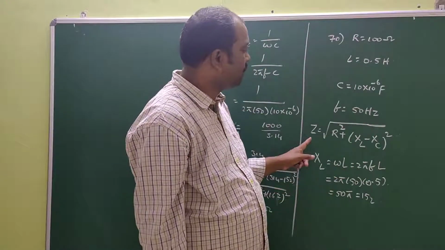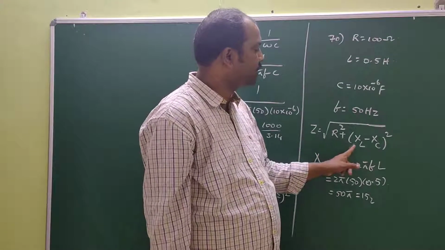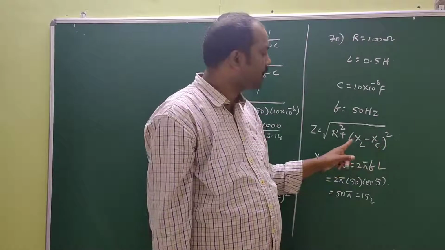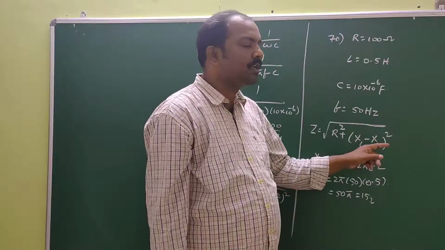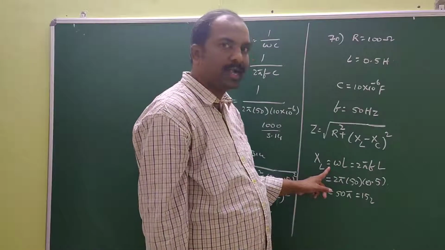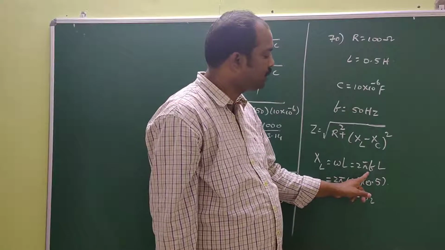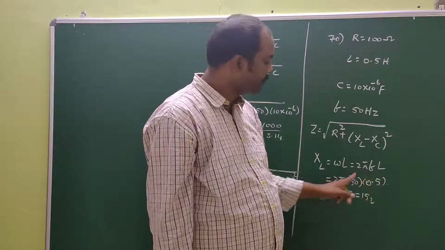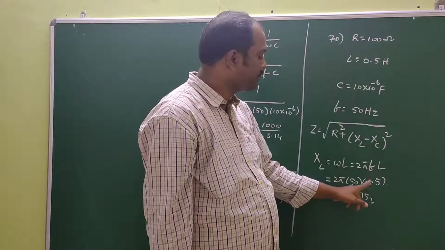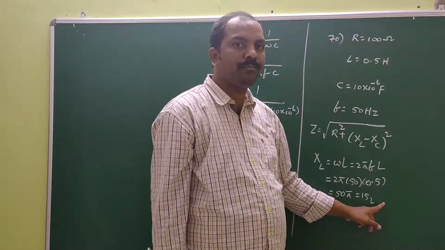So what is the formula of impedance? Z is equal to under root of R square plus (XL minus XC) whole square, or (XC minus XL) whole square. Here what is XL? Inductive reactance, that is equal to omega L, that is 2 pi F into L. So frequency is 50, inductance is 0.5. That is equal to 50 pi, which is nearly 150 ohm.